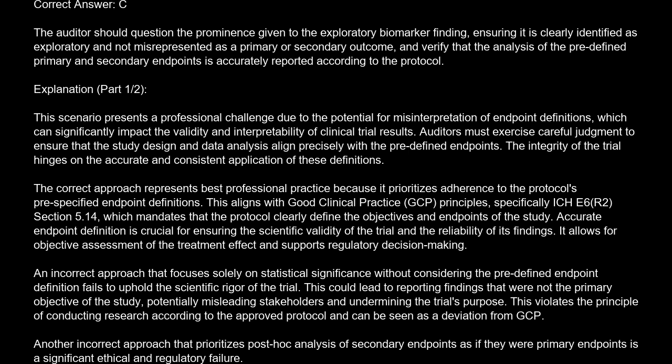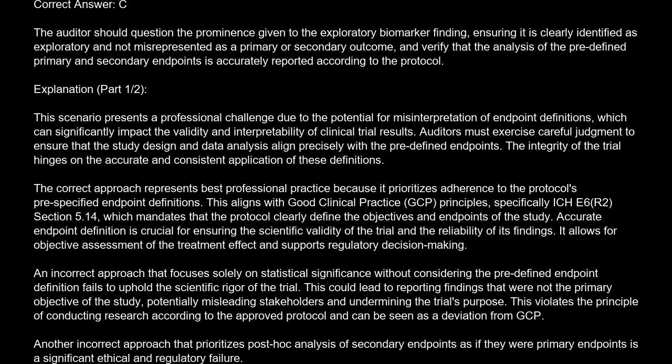The correct approach represents best professional practice because it prioritizes adherence to the protocol's pre-specified endpoint definitions. This aligns with good clinical practice, GCP principles, specifically ICH E6, R2 Section 5.14, which mandates that the protocol clearly define the objectives and endpoints of the study. Accurate endpoint definition is crucial for ensuring the scientific validity of the trial and the reliability of its findings. It allows for objective assessment of the treatment effect and supports regulatory decision-making.